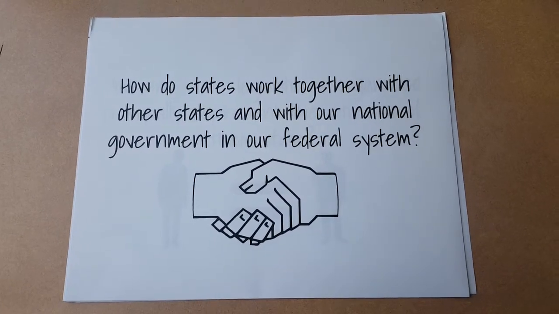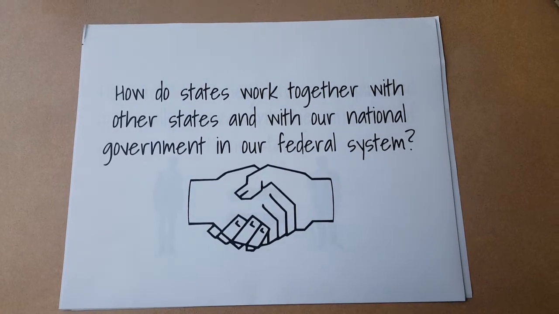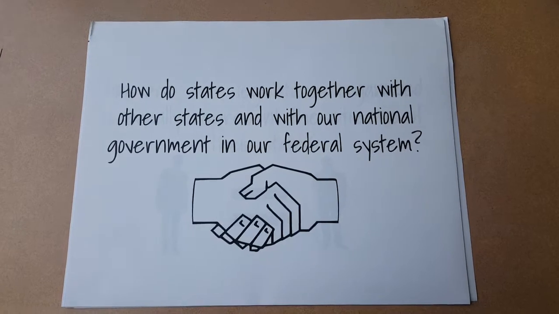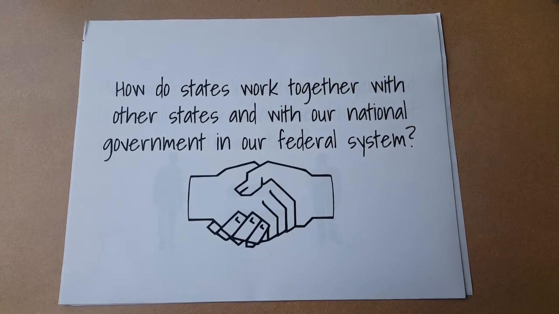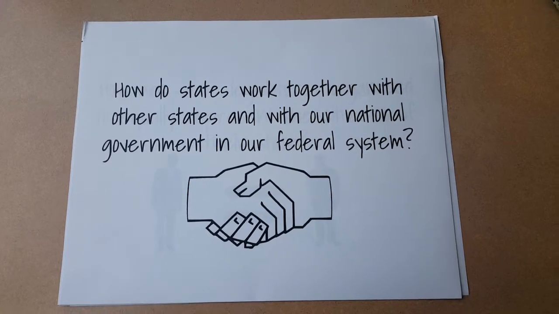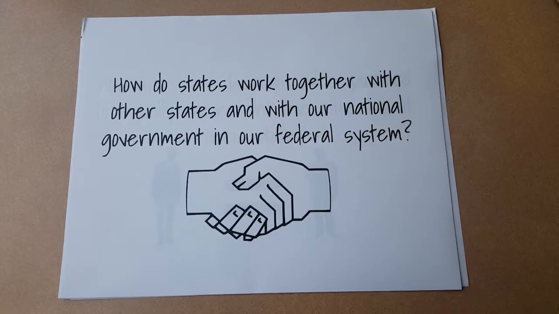The states work together with the federal government by sharing the cost of providing a wide range of social services to the American people. In the United States, all 50 independent states fit together to form one country. The federal system allows state governments to serve the needs of their citizens while cooperating as a united country.